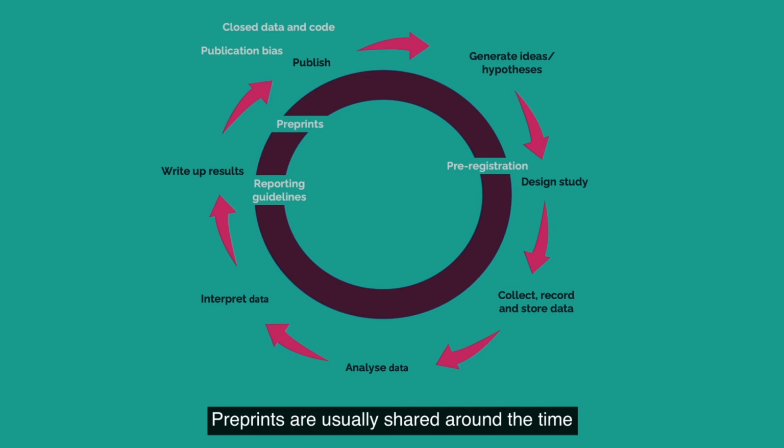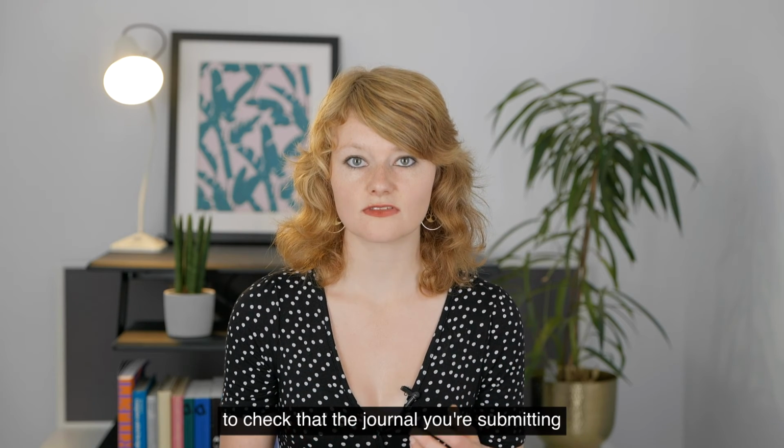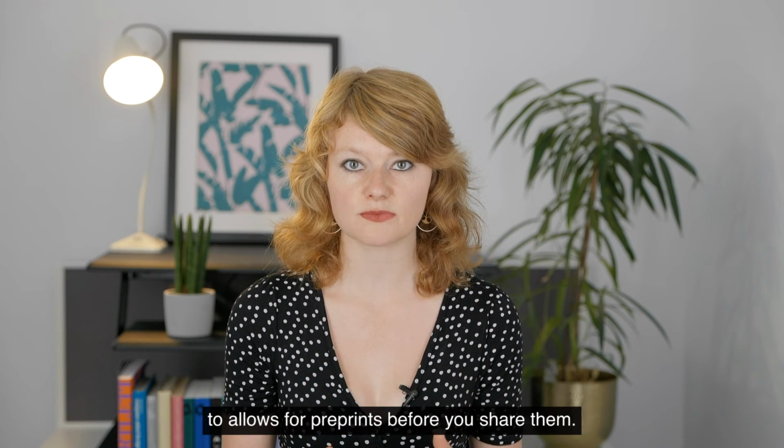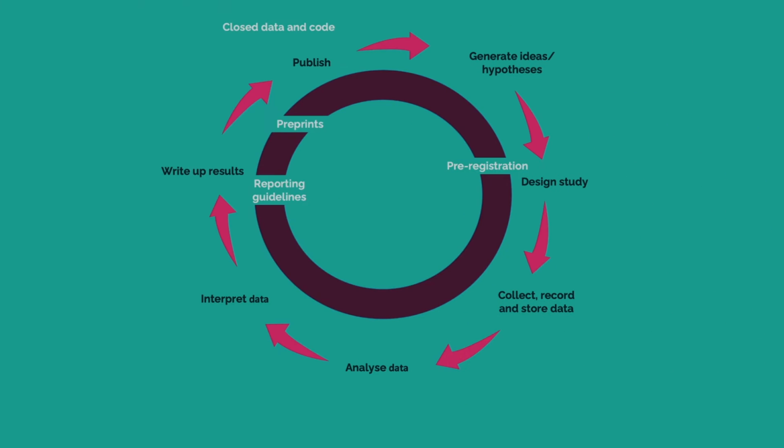Preprints are usually shared around the time that you submit your article to a journal, but it can be useful to share them sooner, for example, as a working paper. They play a really important role in mitigating publication bias and also getting your findings out there into the world sooner so that they can be used by other scientists. As always, it's really important to check that the journal you're submitting to allows for preprints before you share them.